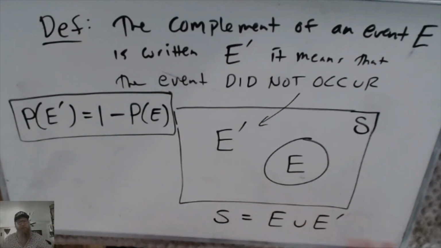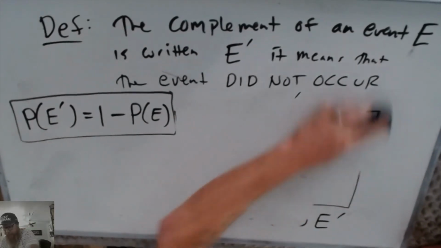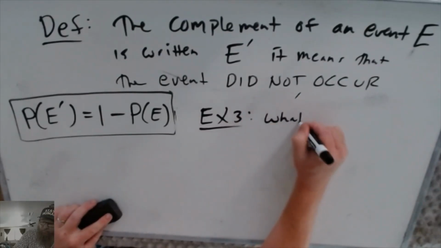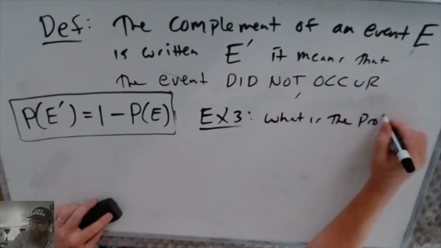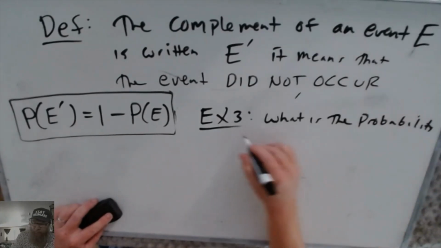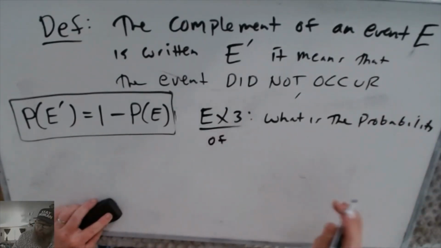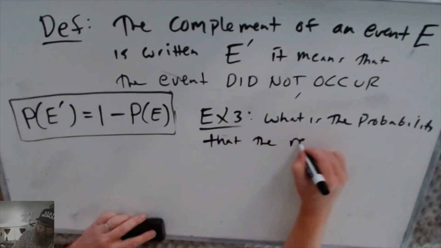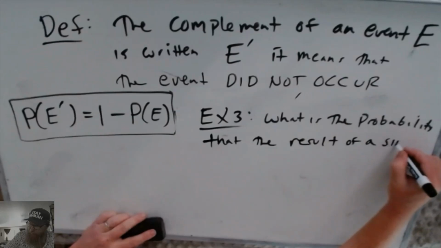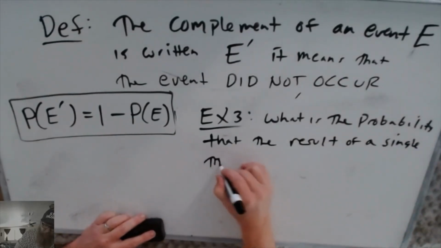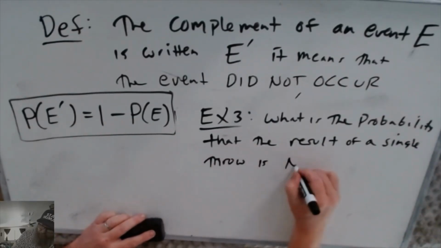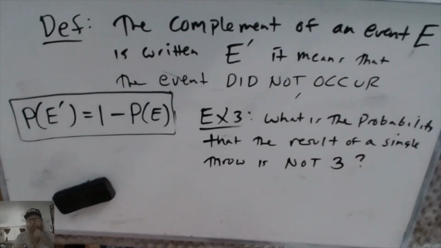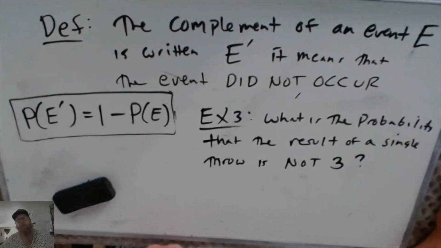I used up all my space for my next example. I'm going to have to erase this diagram here. So example 3, what is the probability that the result of a single throw is not 3? So what's the probability of not rolling a 3?